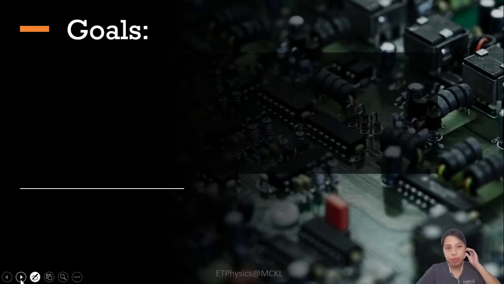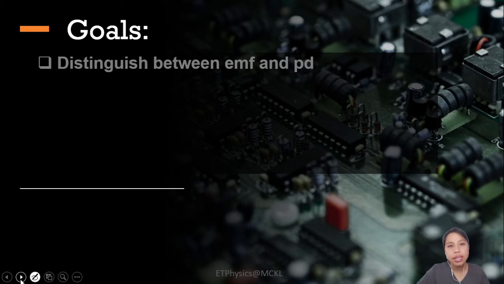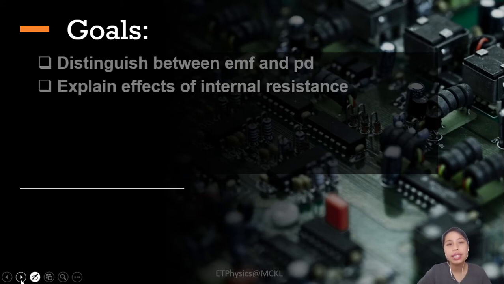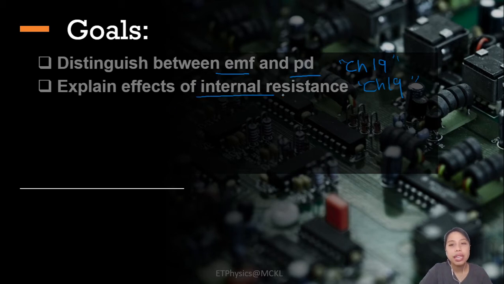Anyway, what are the goals? Previously, these two topics were actually from chapter 21, but we already learned them in chapter 19. So if you are kind of forgetting, go back to chapter 19 and take a peek, okay? It's under chapter 19 because they are kind of basic stuff. What's the difference between PD, EMF, and what is internal resistance? So that first part of chapter 20 we're done with already.